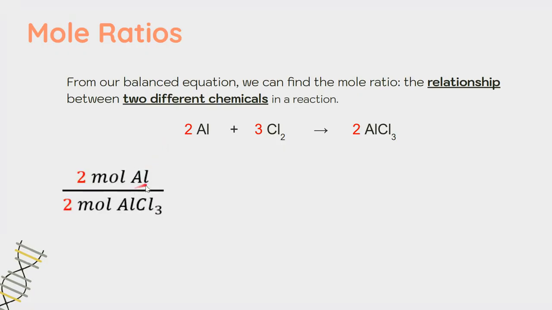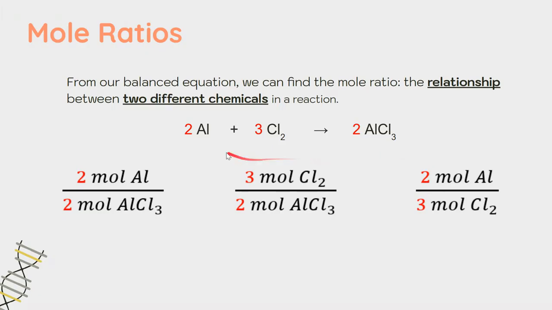For instance, if I look at Al and AlCl3, I'll see there's a 2 in front of Al and a 2 in front of AlCl3. That means that 2 moles Al create 2 moles AlCl3. Similarly, I can look at Cl2 and AlCl3 and see that 3 moles of Cl2 creates 2 moles AlCl3. So the mole-to-mole relationship is given by this fraction right here.